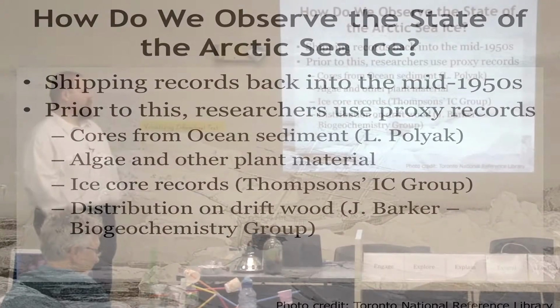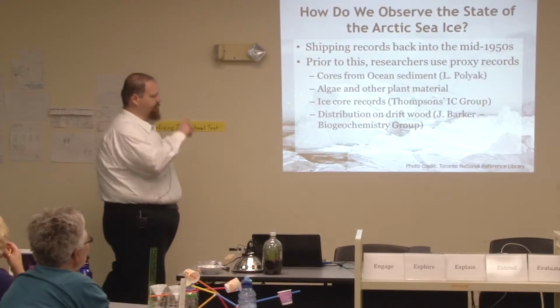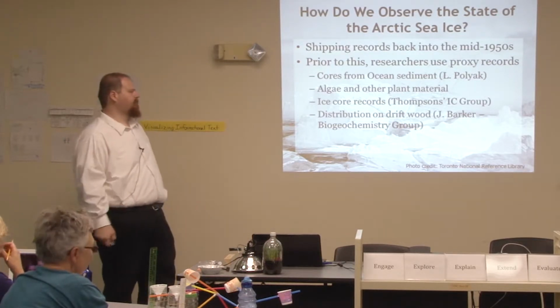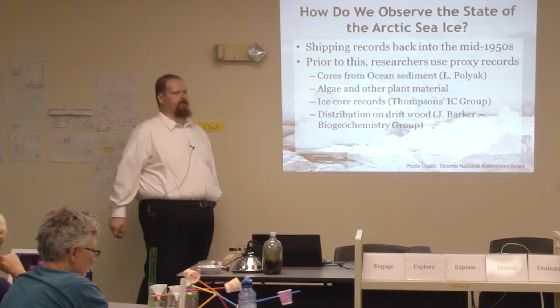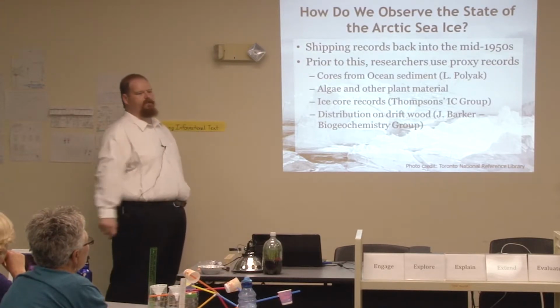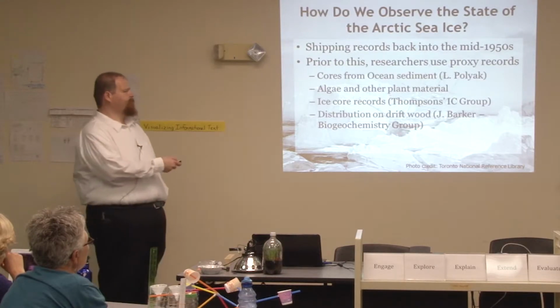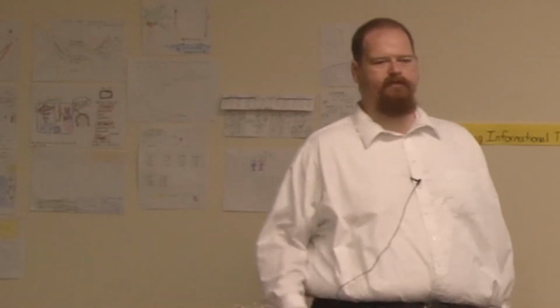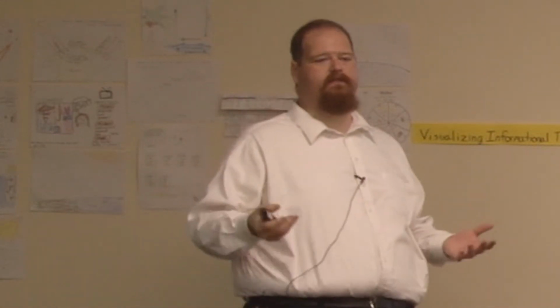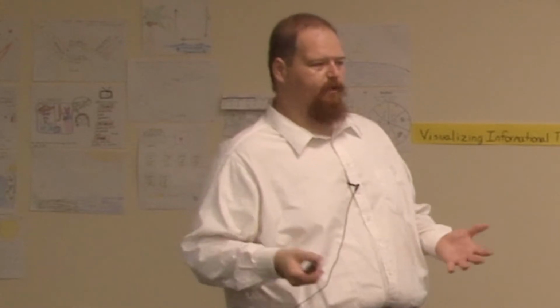We can use these ice core records to determine what sea level was like, how cold and warm the Arctic was. And I think you talked about the Thompson's Ice Core Group at Byrd Polar. We can also get cores from the ocean sediment. We have Leonid Polyak, he's our principal investigator in charge of the ocean sediment group at Byrd Polar.